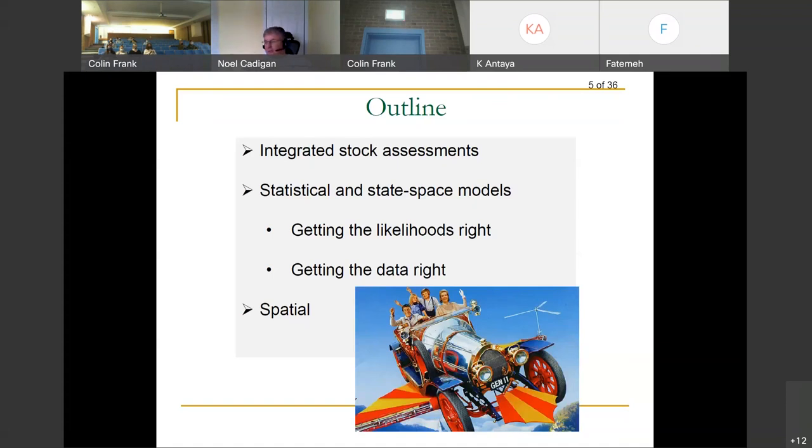Some of our models may perhaps be better characterized as, I don't know if many of you can remember the 1968 movie that involved this car, the car's name was Chitty Chitty Bang Bang. I had a toy Chitty Chitty Bang Bang as a kid. I thought it was really cool.